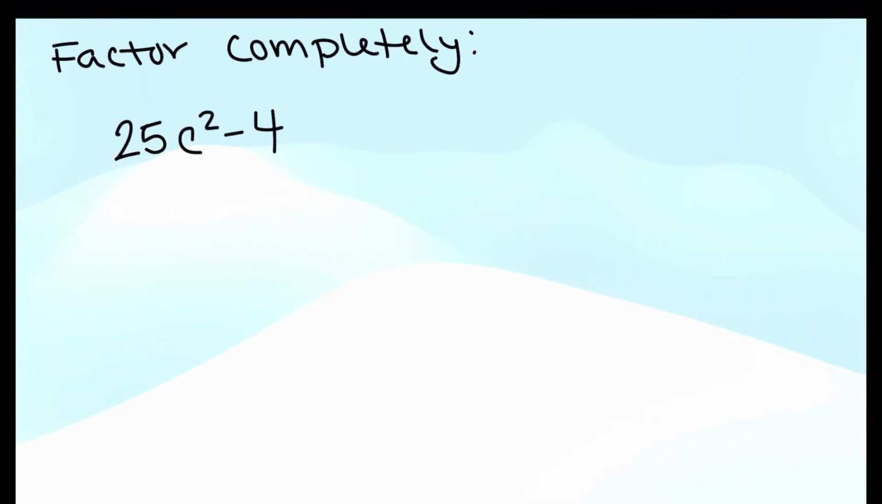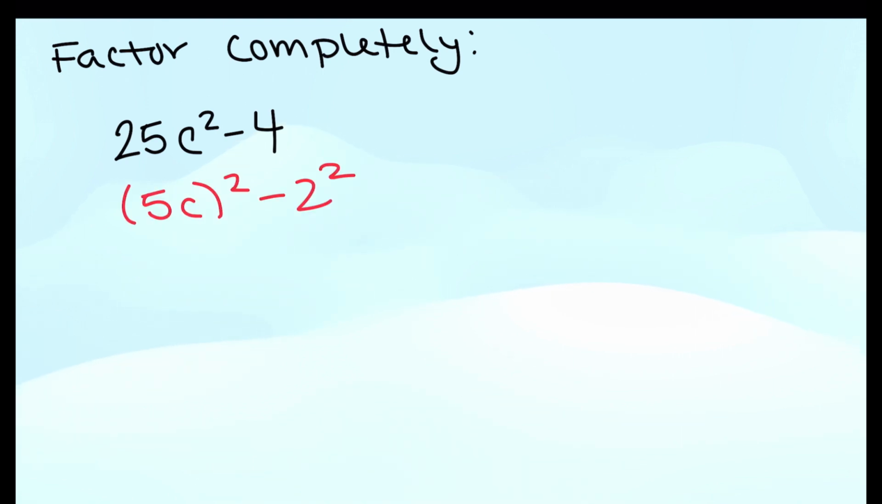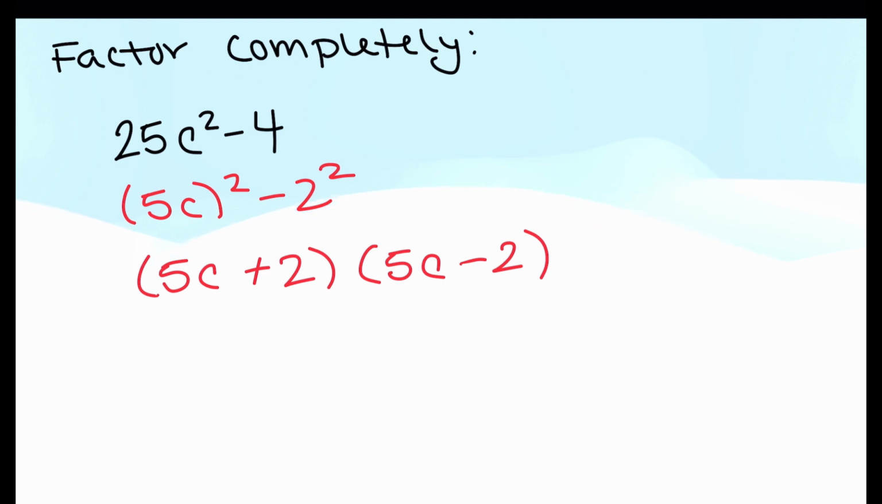25c squared minus 4. Two terms, it's a difference, and they're both perfect squares. 25 is the same as 5 squared, so that 25c squared can be written as the quantity 5c squared. 4 is 2 squared. So this can be factored as 5c plus 2, 5c minus 2.